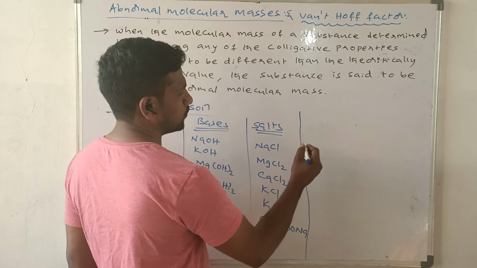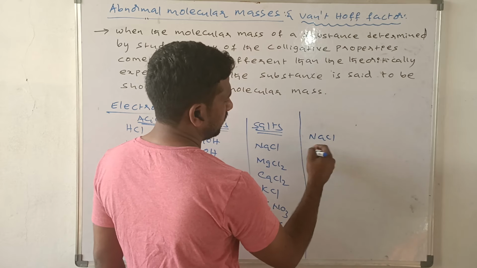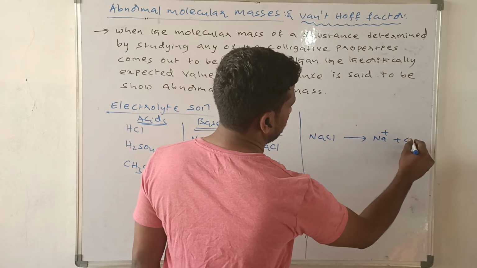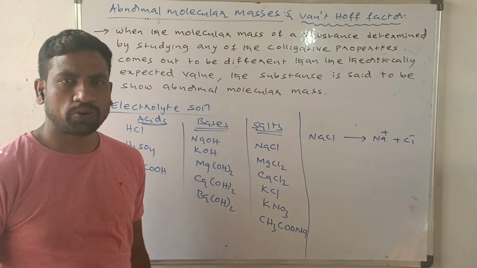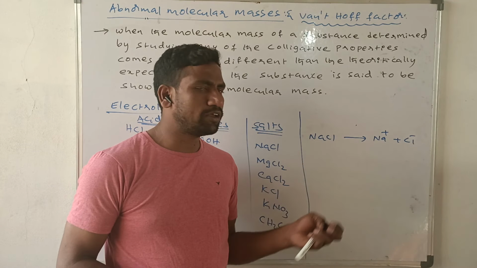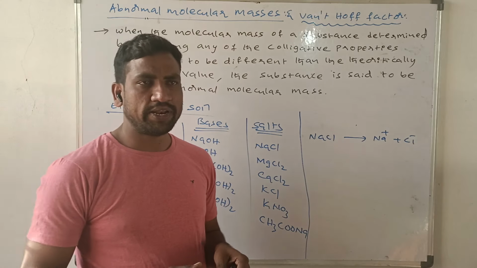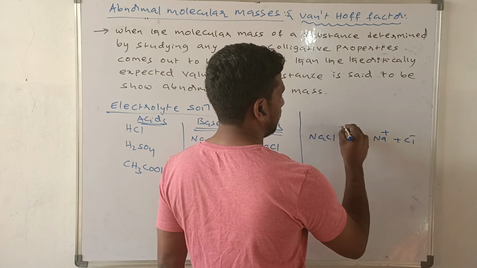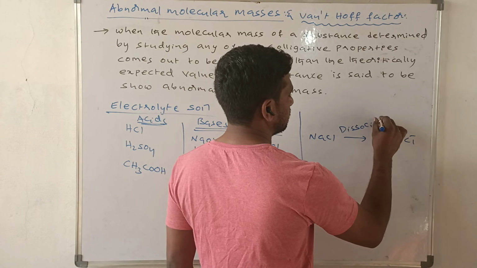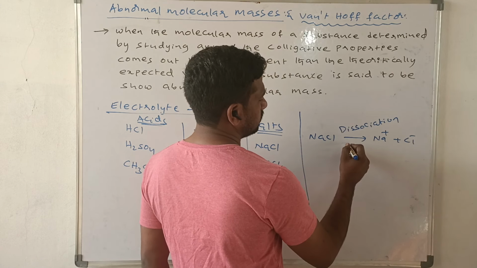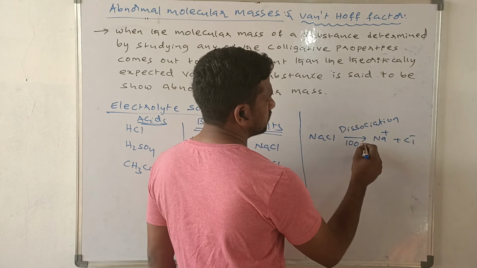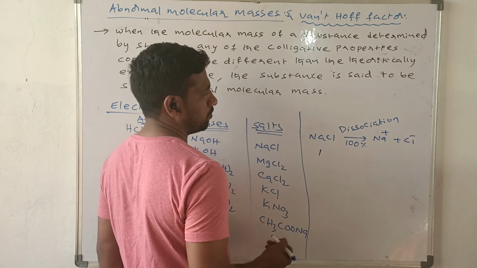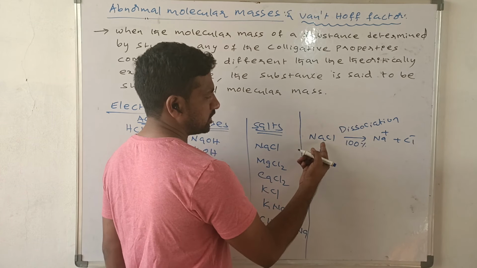For example, here I am taking sodium chloride. It is dissociated into Na plus and Cl minus ions. Sodium chloride dissociates into Na plus ion and Cl minus ion. Whenever it undergoes dissociation, what is the problem? Just imagine that it is undergoing 100% dissociation. Initially I have taken one molecule of sodium chloride. Initially, what have I taken here?